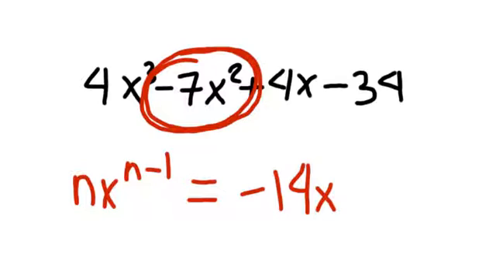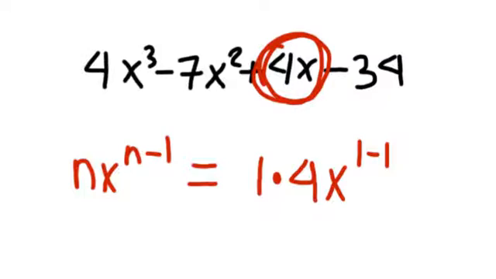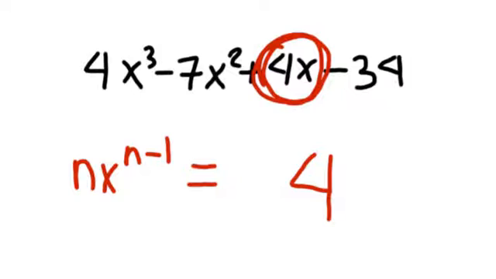Our next one, 4x. Here we don't see an exponent, but when you see x just by itself, you know that the exponent is 1, because anything to the power of 1 is just itself. So our n here is 1. So we have 1 times 4x to the power of 1 minus 1. Now, 1 minus 1 is 0. And what is something to the power of 0? Well, anything to the power of 0 is just 1. So then we have 1 times 4 times 1, so that is 4.